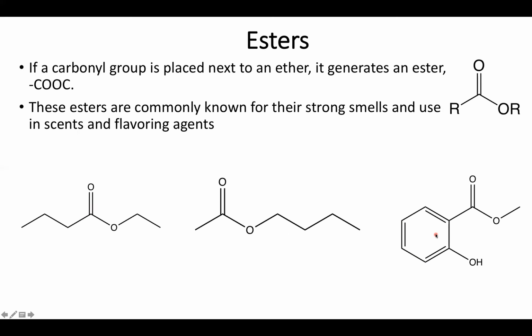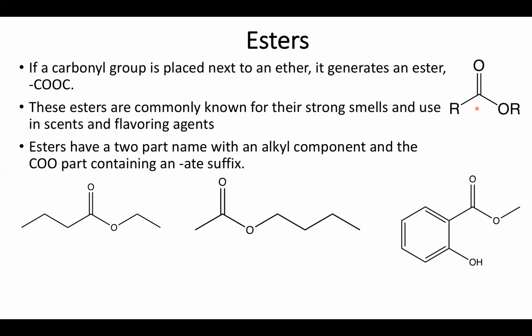So the next thing we can do is put that carbonyl group next to an ether. So if you do that, you turn that ether into an ester. So esters are very commonly known for very strong smells. So if you smell something in the air or in a fragrance, there is a very good chance you're looking at an ester. So one of the big things is that esters tend to have two-part names. So they'll have the alkyl component, so whatever is over here, that's going to simply be named as an alkyl group. However, the main chain here will have a suffix of -ate.